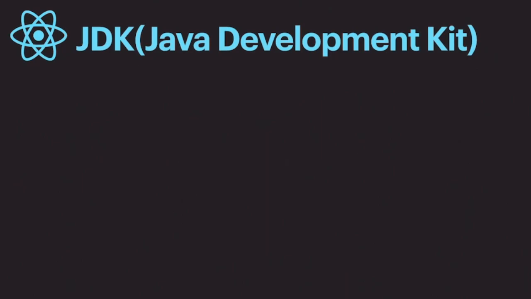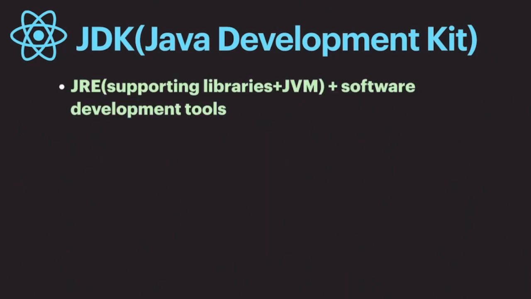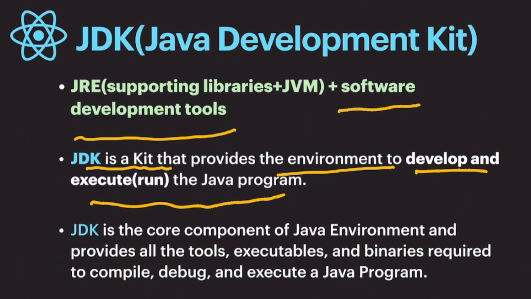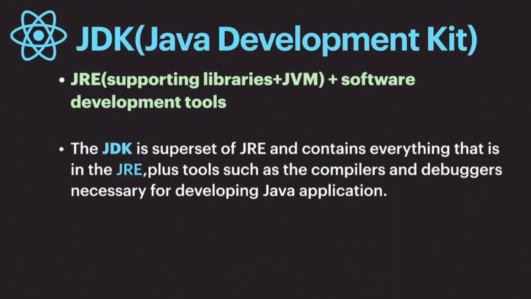So the final part is the JDK. We have already discussed that JRE includes JVM plus supporting libraries. When we add software development tools, debuggers, and interpreters here, it becomes JDK. JDK is a kit that provides the environment to develop and execute Java programs. JDK is the core component of the Java environment and provides all the tools, executables and binaries required to compile, debug and execute Java programs. When we install JDK, JRE is automatically installed with it.